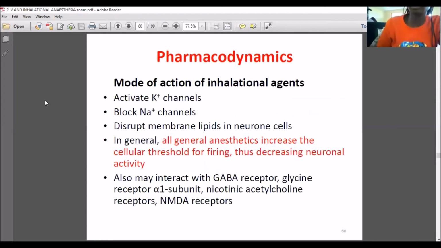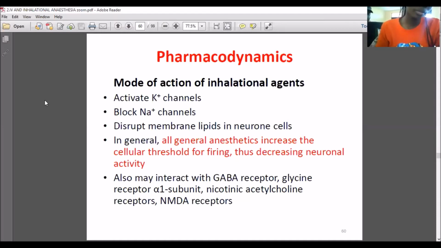So mode of action of inhalation agents, we have over how much a drug can yeah, that's what I think. So mode of action of inhalation agents.